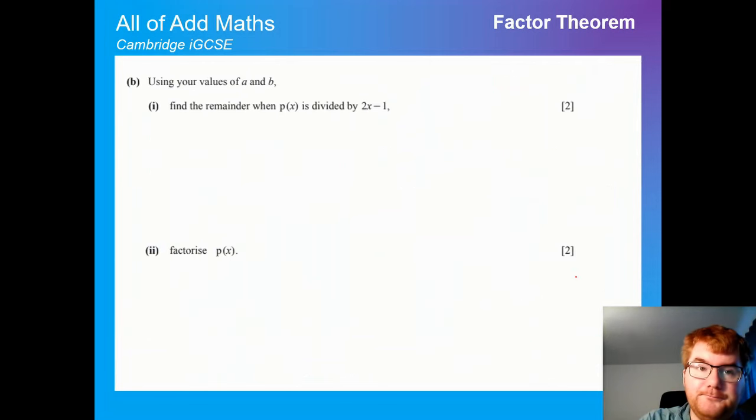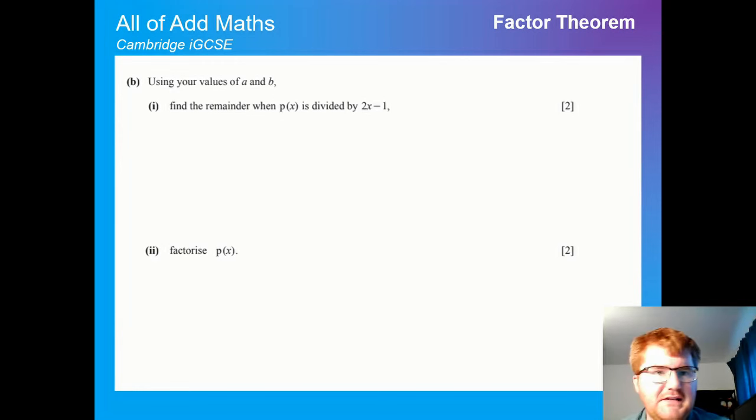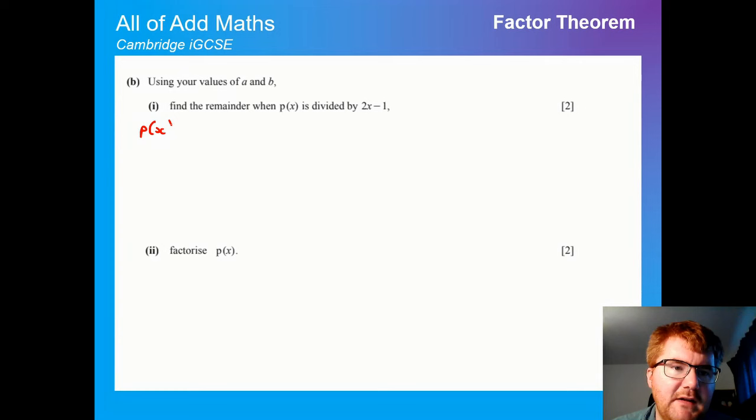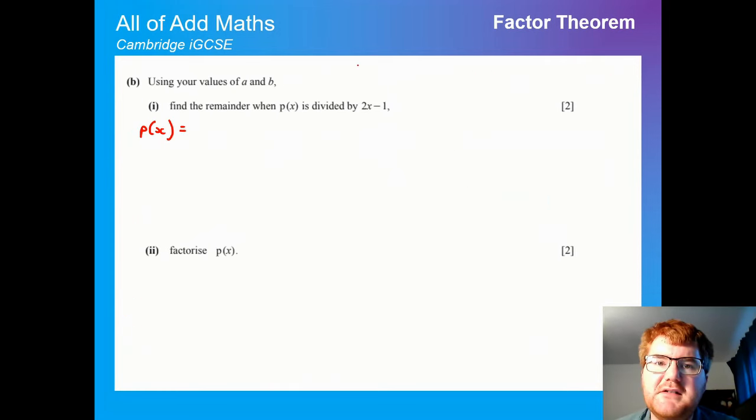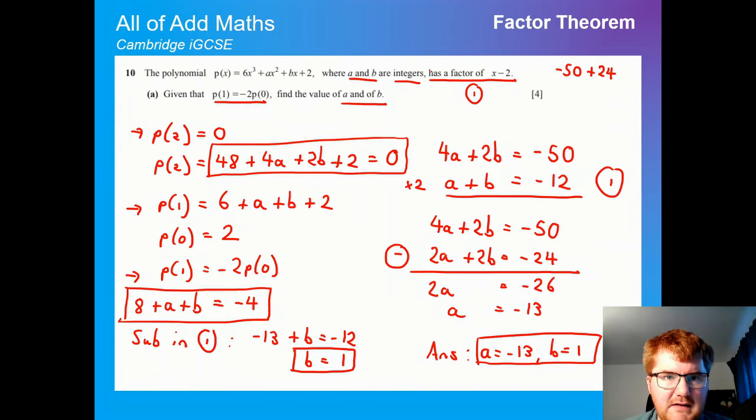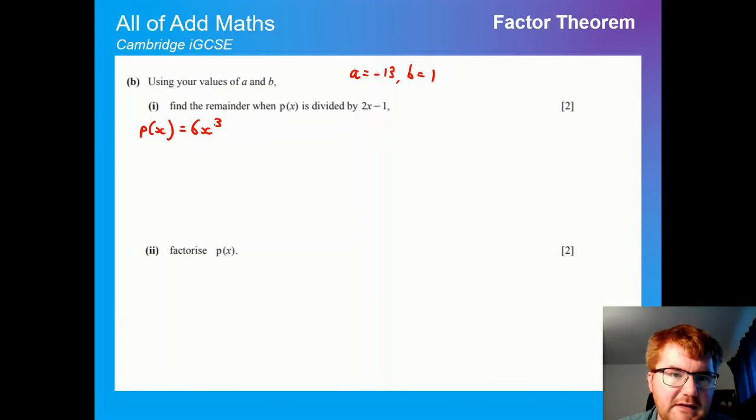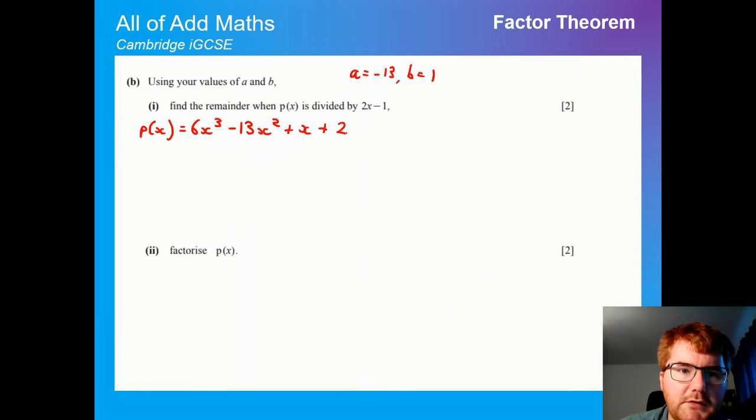Just like that. And now, again, a follow-up question, which is very typical here. Again, a little bit more complicated than what we've seen before. So using your values of a and b, find the remainder when p of x is divided by 2x minus 1. Okay, so first of all, we need to write in what p of x is now. Now we know that a is minus 13, b is equal to positive 1. That means then our polynomial, our cubic, is 6x cubed, minus 13x squared plus x plus 2.